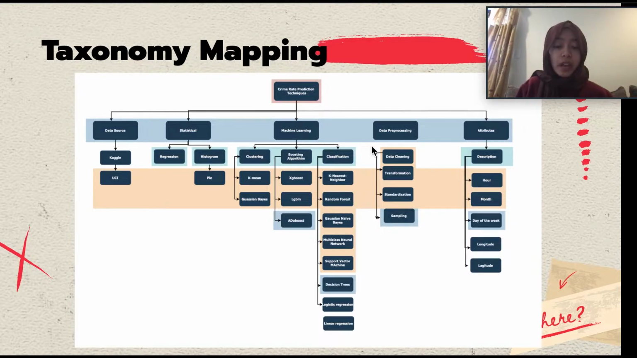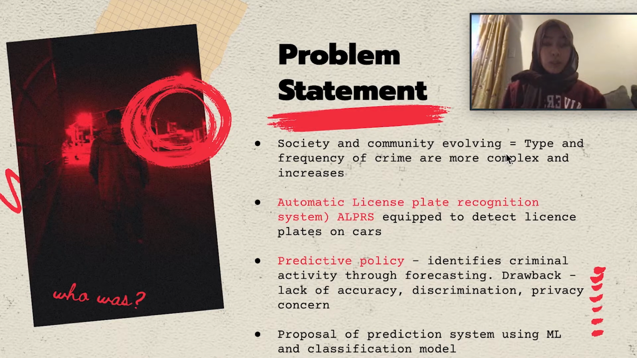The last category that can be seen is attributes, which are used for the datasets: description, hour, month, day of the week, longitude, and latitude. Now moving on to the problem statement.